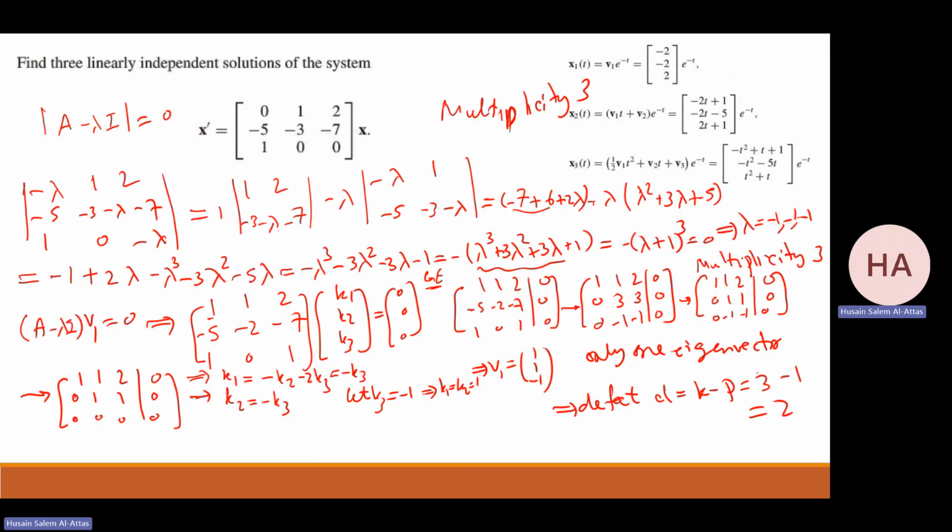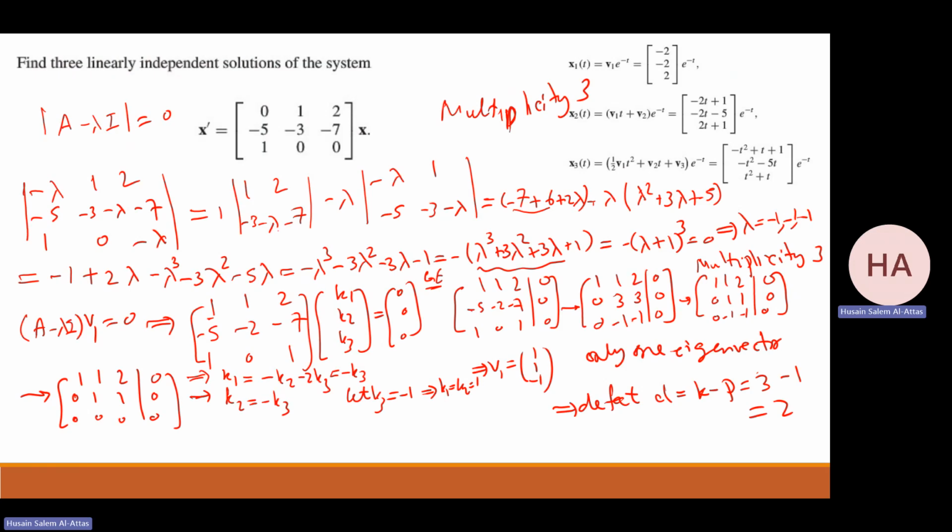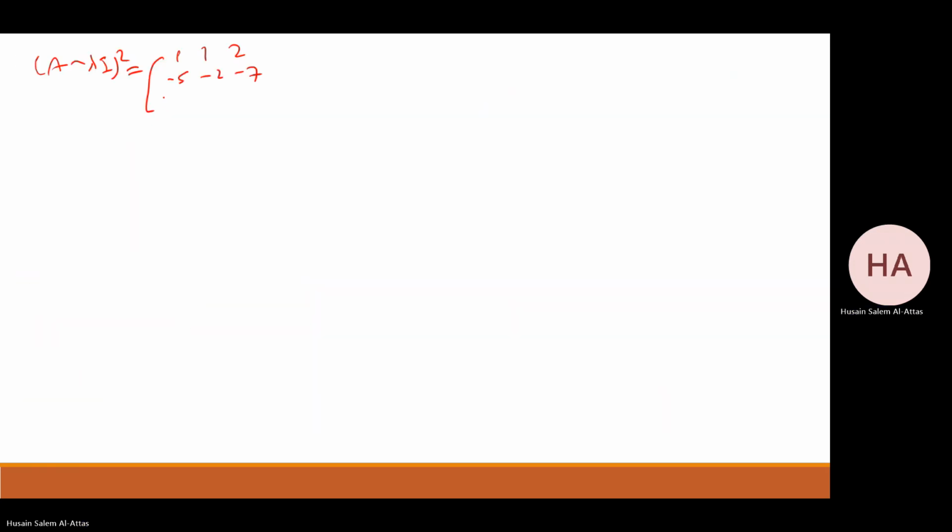I need (A minus lambda I) squared. What is the form? What is the matrix? A minus lambda I, which is 1, 1, 2. 1, 1, 2. Minus 5, minus 2, minus 7. Am I right? Yeah, this one, which is 1, 0, 1. 1, 0, 1, times this. 1, 0, 1. Do the calculation.